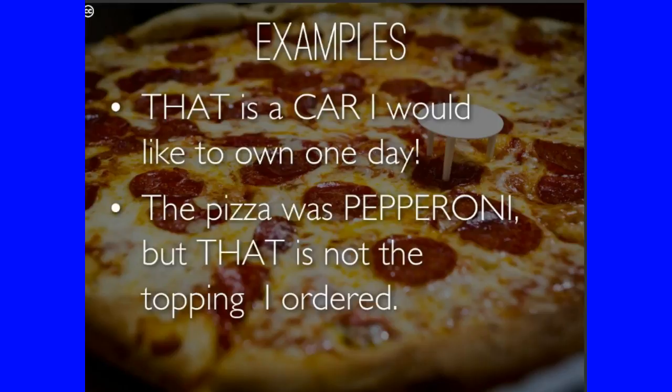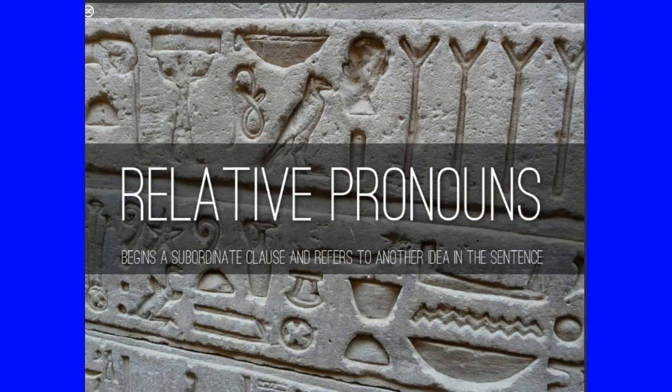In the first example, that is the demonstrative pronoun. Its antecedent is car. In the second example, that is referring to pepperoni. As you can see, in the first example, the demonstrative pronoun is coming in front of its antecedent. But in the second example, the demonstrative pronoun comes after its antecedent.